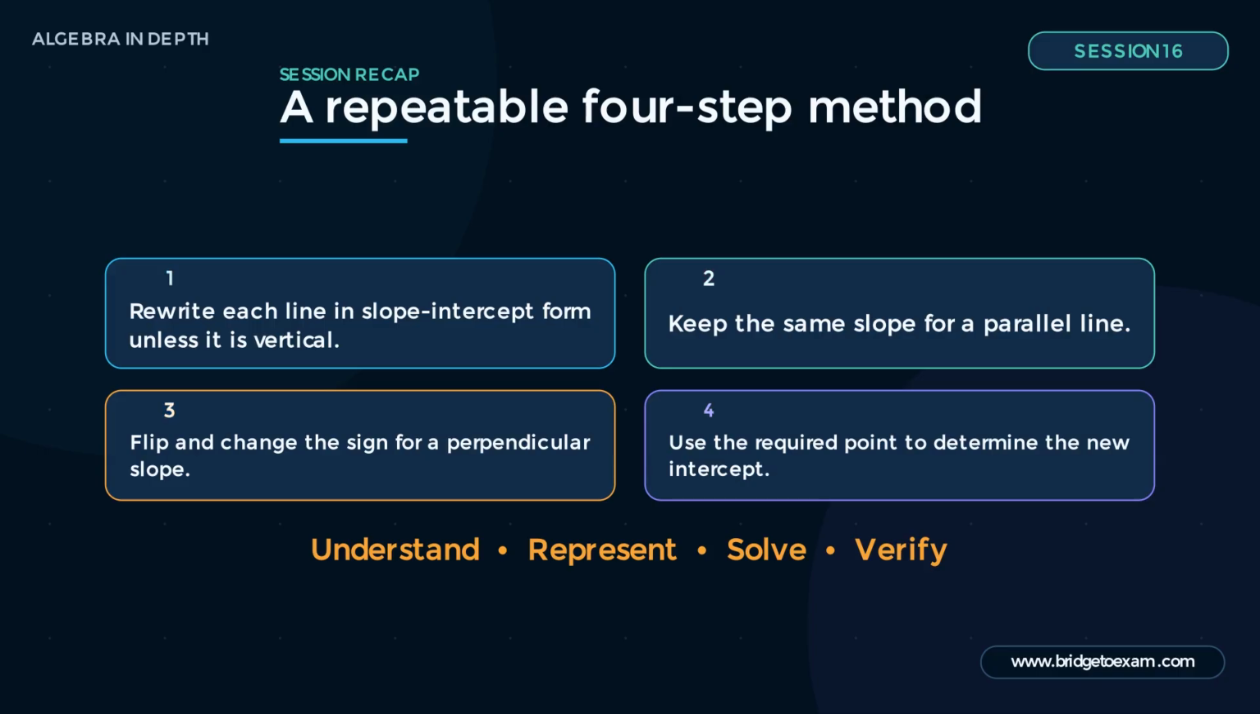Session 16 recap. Rewrite each line in slope-intercept form unless it is vertical. Next, keep the same slope for a parallel line. Then, flip and change the sign for a perpendicular slope. Finally, use the required point to determine the new intercept. A complete solution shows the reasoning, checks the result, and states what the answer means.